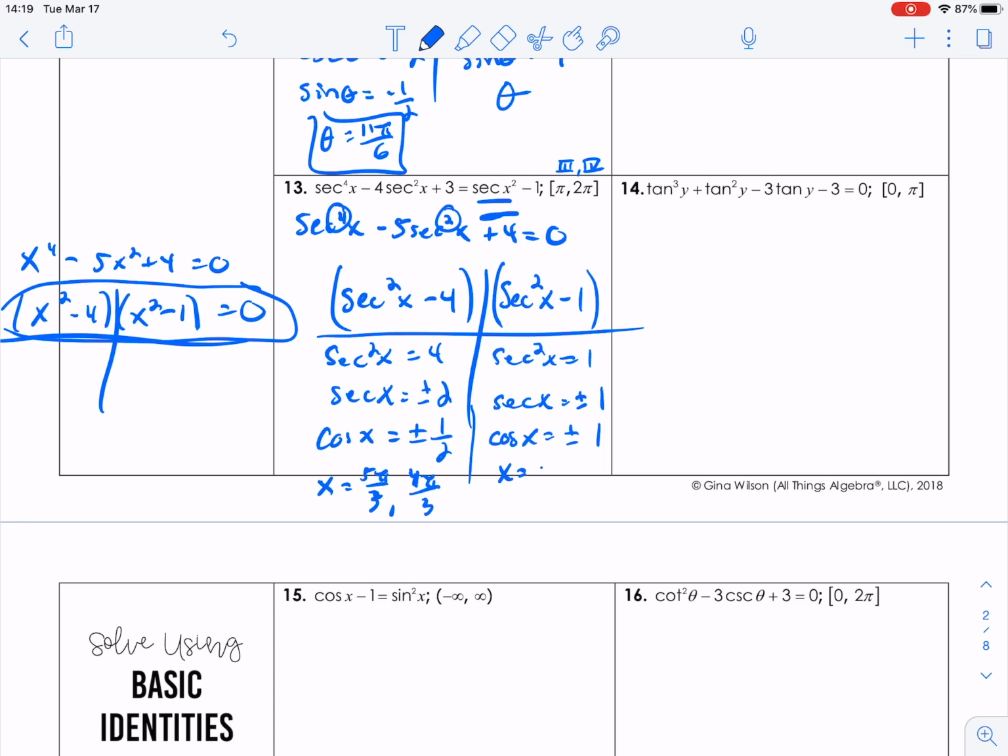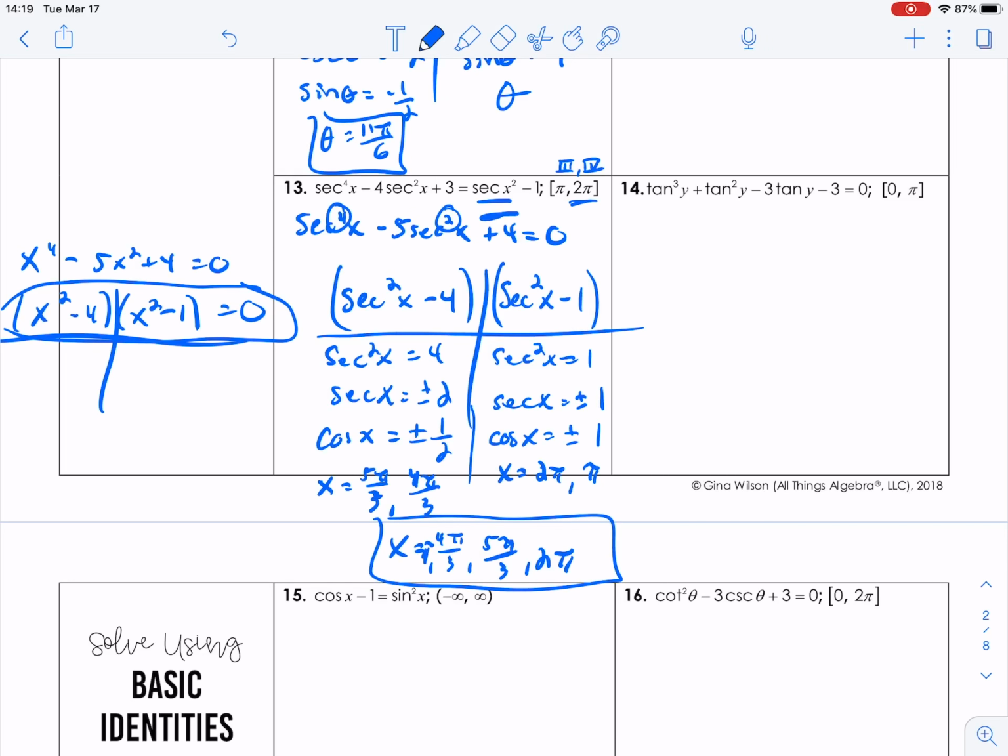And then cosine is going to be 1, and x is at 0. Yes, that'd be true, but it's not in the domain, but 2 pi is in the domain, which is the same thing, so we can use 2 pi. And at negative 1, it would be pi, which is in the domain. So our answers are going to be all those. Let's put them in ascending order. Oops, forgot pi. And 2 pi. There we go. Nice job. All right, number 14.